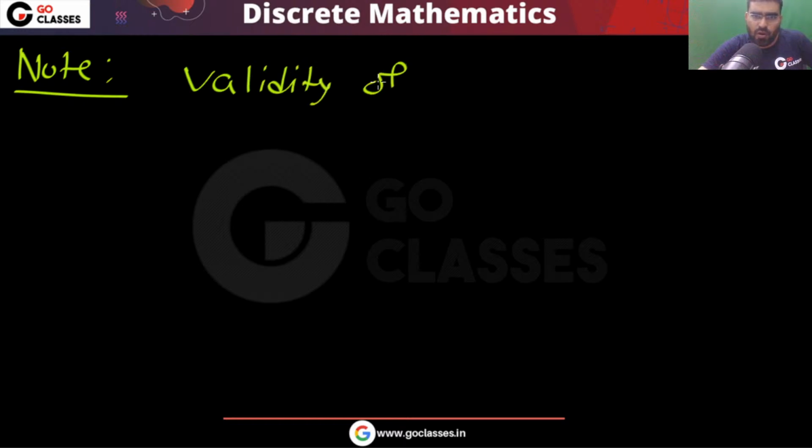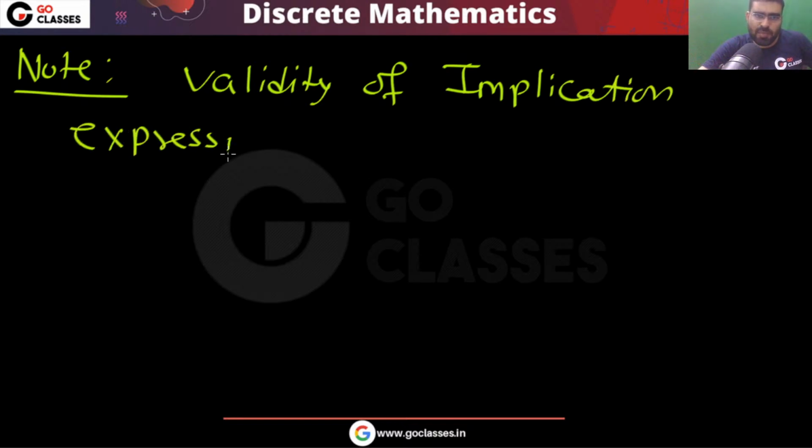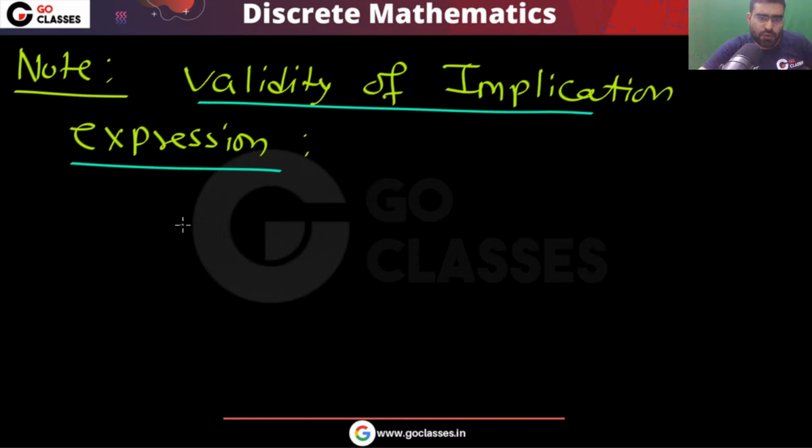Validity of implication statement. How to do that? Implication expressions. If there is an implication expression, how to check the validity? Whenever you have an implication expression, for example, A implies B, this is your expression. Now check if it is valid or not.